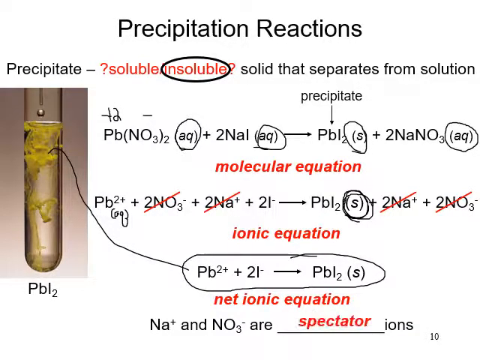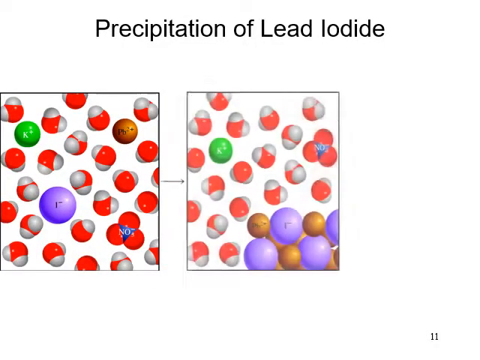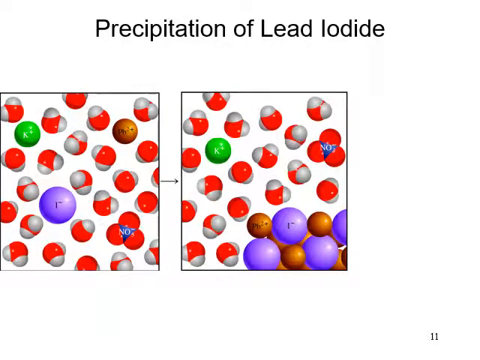Sodium and nitrate are the spectator ions. So as far as why this occurs and even how, this is a schematic of the water. These guys were swimming around apart from each other, but as soon as lead and iodide find each other, they form a solid because they are insoluble in water, and the potassium and the nitrates would still be floating around.